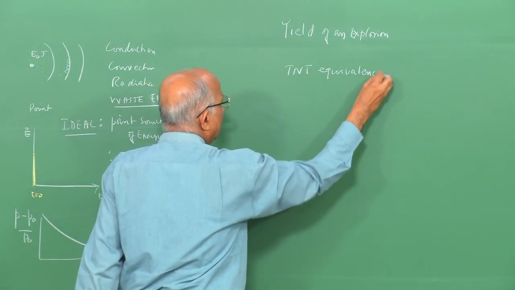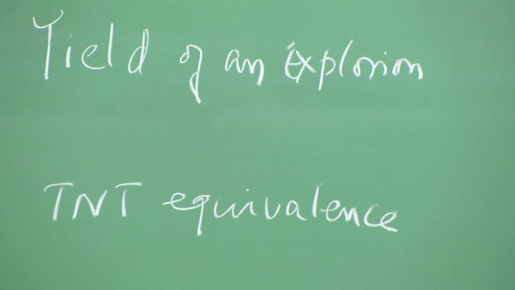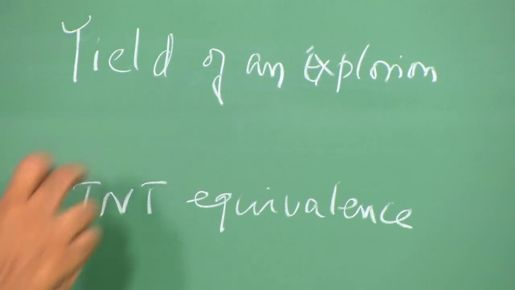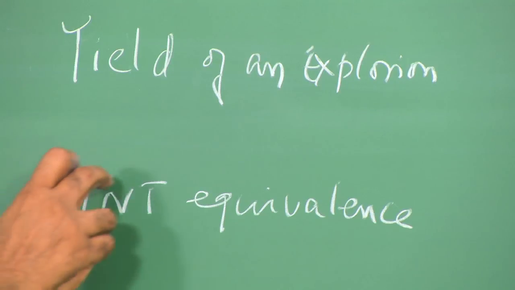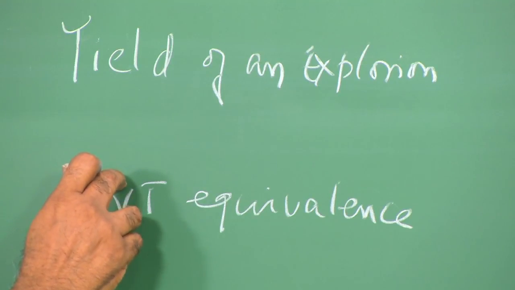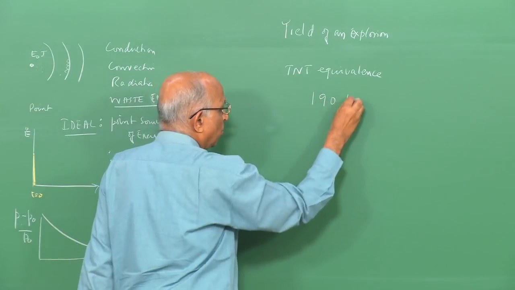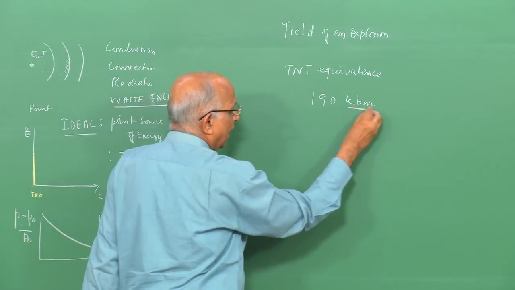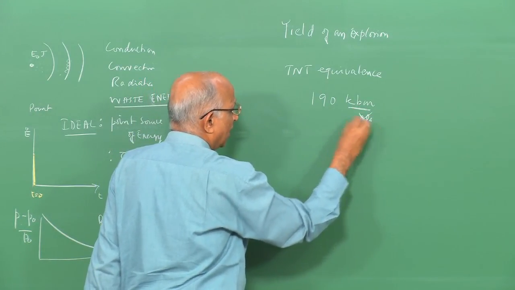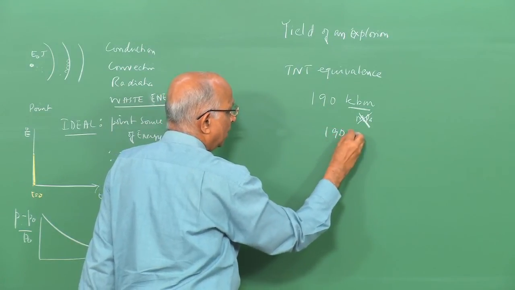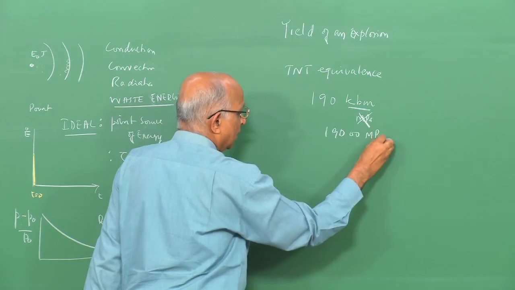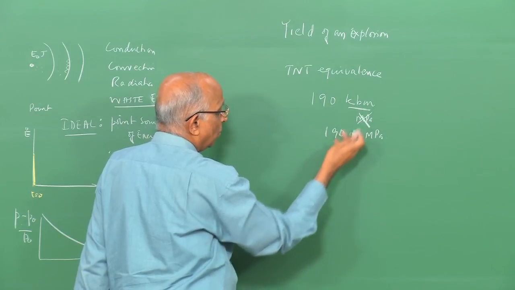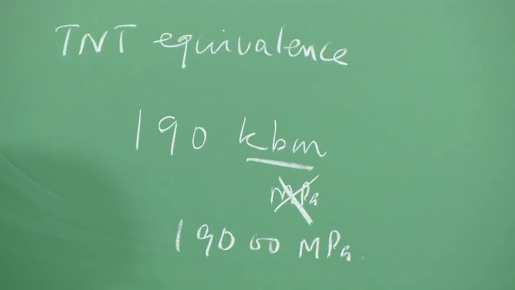We talk in terms of TNT equivalence because TNT is a condensed phase explosive which has a high value of the detonation velocity. It also has a high value of Chapman-Jouguet pressure, of the order of 190 kilobar. In the last class, instead of 190 kilobar, I expressed it as MPa. Maybe it is not right. Actually, in terms of MPa, it should be 190 into 100 MPa, and the pressure behind a detonation is typically expressed in kilobar, that is 190 kilobar, and I had denoted it by MPa.